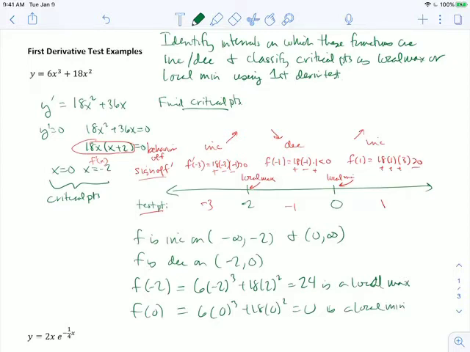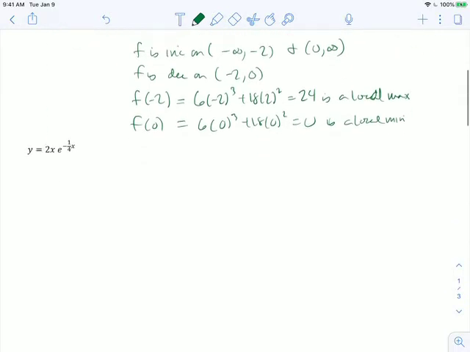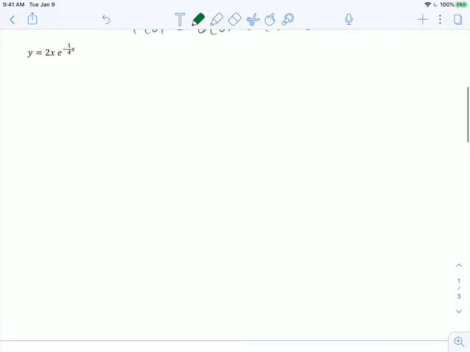So I've followed my instructions here. I've identified the intervals on which the function is increasing and decreasing, and I've classified all the critical points as either local maxes or local mins using the first derivative test. That's my first example. Got a few more.